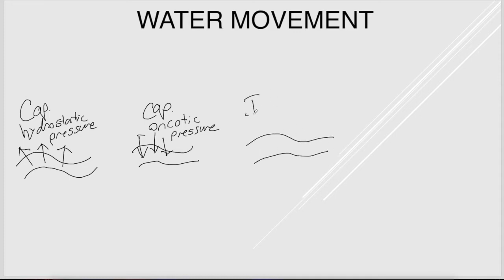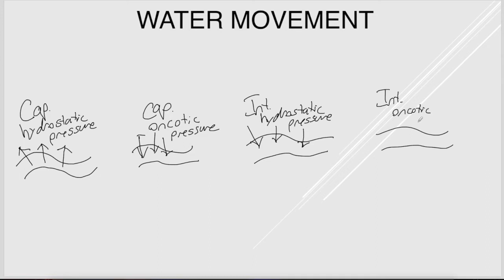Then we had the interstitial components. So we had interstitial hydrostatic pressure. Okay. This is the force that pushes fluid from the interstitial space into the capillary. Okay. And then finally we had interstitial oncotic pressure. Okay, and this is the force that pulls water into the interstitial space from the capillaries. Okay.